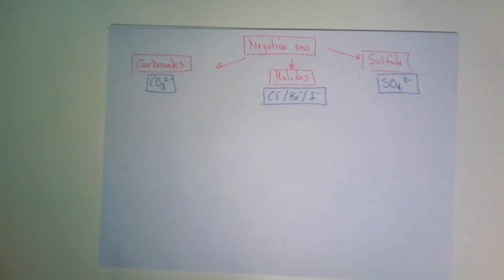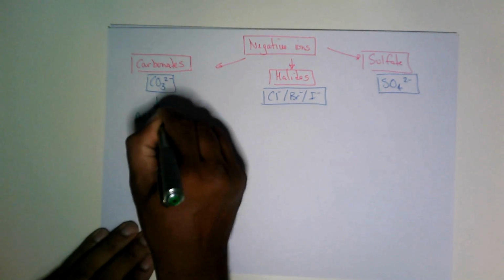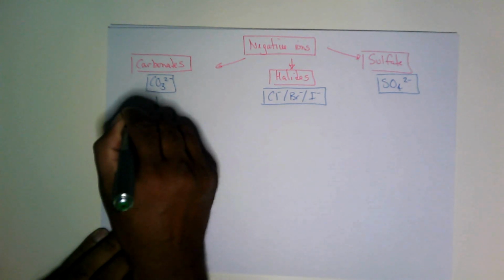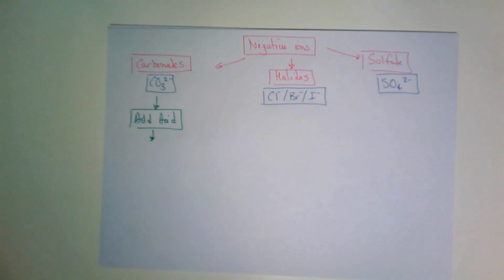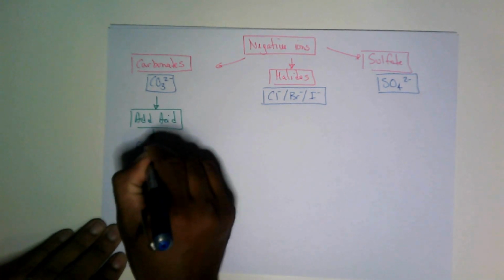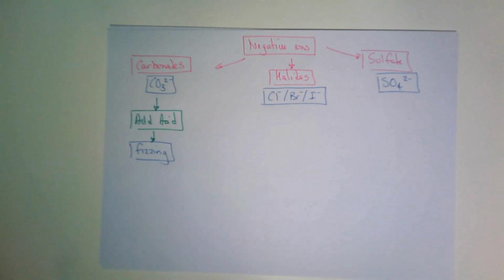What you need to do is add an acid to it. Now, if there is effervescence, so if there is any fizzing, what that means is it's a carbonate. So fizzing indicates a carbonate.